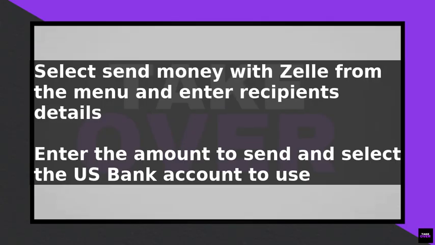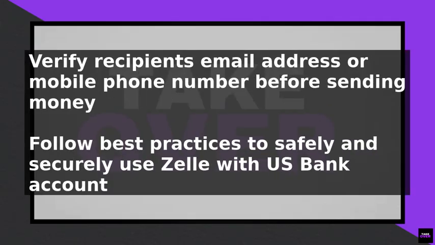To receive money with Zelle, the sender must have your email address or mobile phone number associated with your US Bank account. When someone sends you money with Zelle, you will receive a notification and the money will be deposited into your US Bank account.